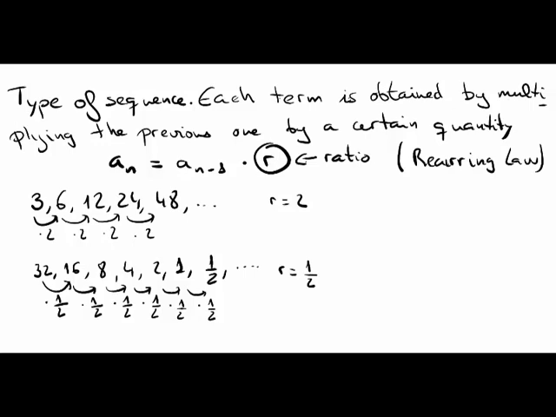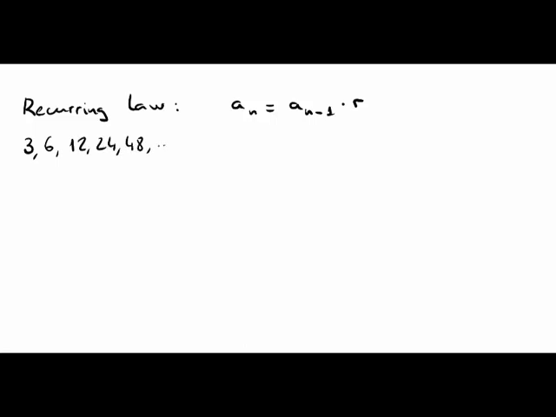Okay? So, as I did with arithmetic progressions, first of all, I have the recurring law: a_n equals a_(n-1) multiplied by r. For example, if I have the sequence I wrote before, I'm always multiplying by the same quantity.